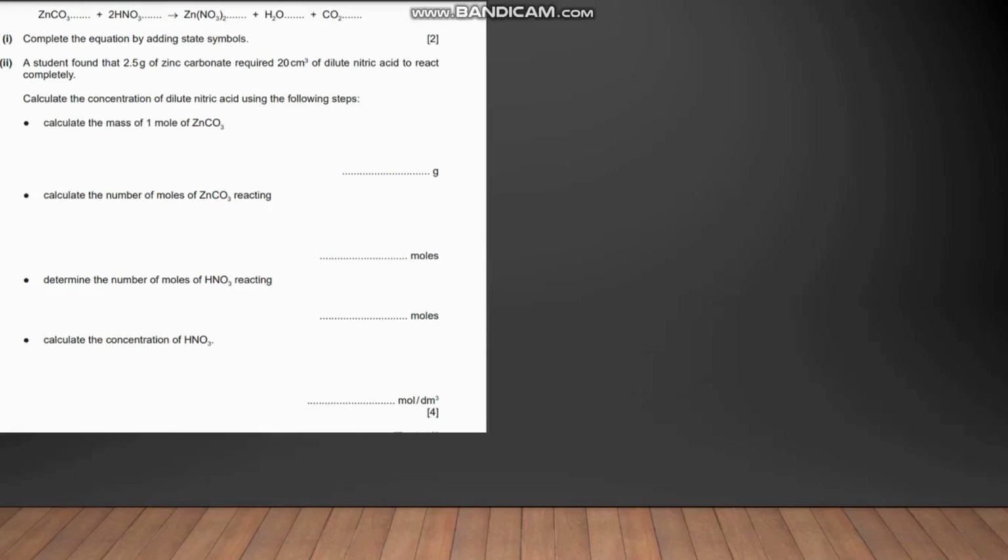The first step says calculate the mass of 1 mole of zinc carbonate. Mass of 1 mole of zinc carbonate means you have to calculate the molecular mass, which will be equal to the molecular mass of the zinc carbonate. So for zinc we will use 65, carbon 12, and oxygen 16 into 3, 48, and the answer will come 125.